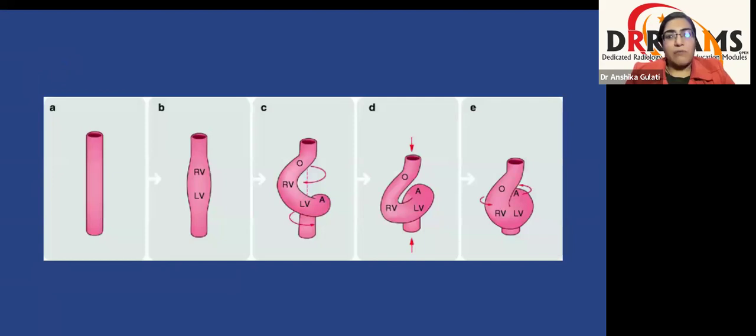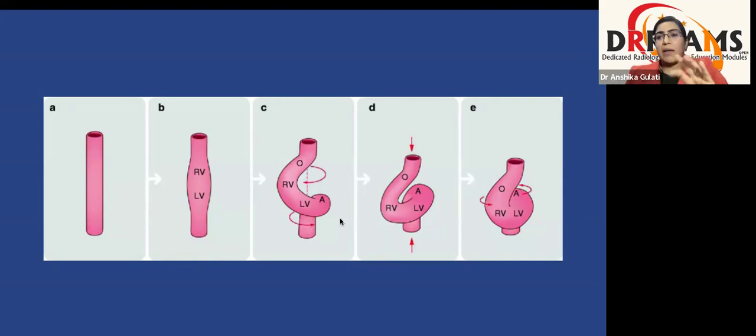In the embryological phase, when the heart was developing, to begin with, the heart was a hollow tube like this. And then there was looping or twisting of this heart tube, which placed the morphological right ventricle on the right side and morphological left ventricle on the left side. So this is known as the dextro looping. And if this looping happens on the opposite side, it is known as levo looping.